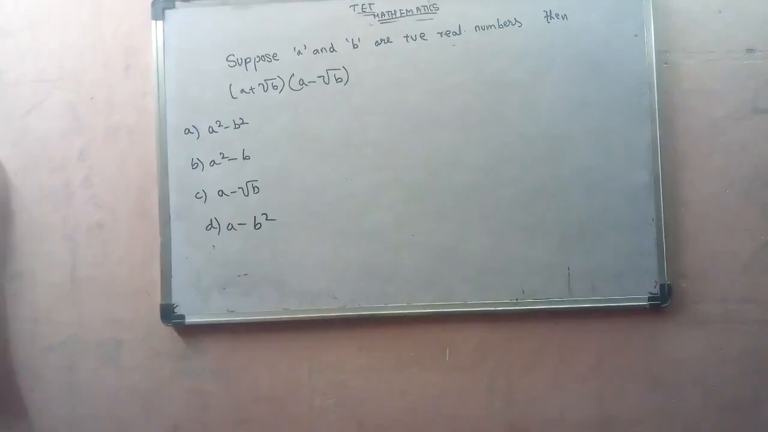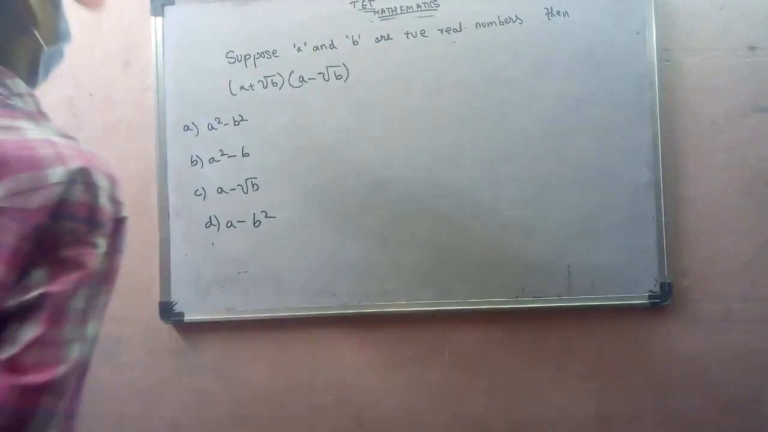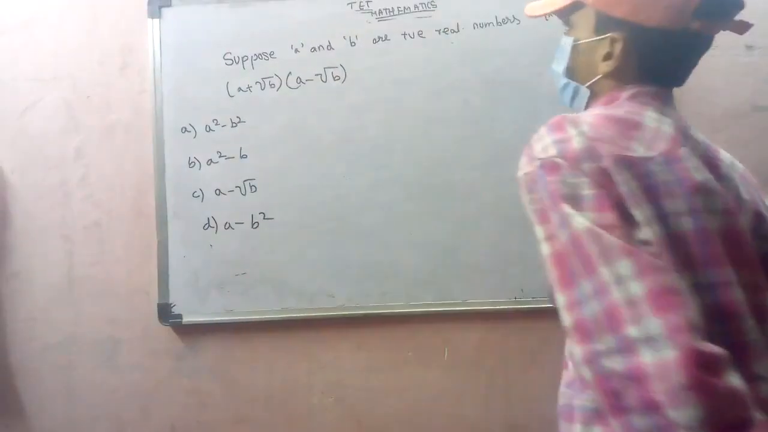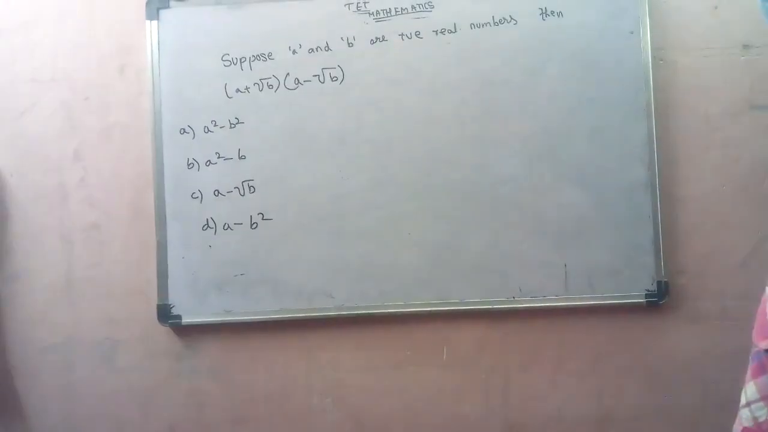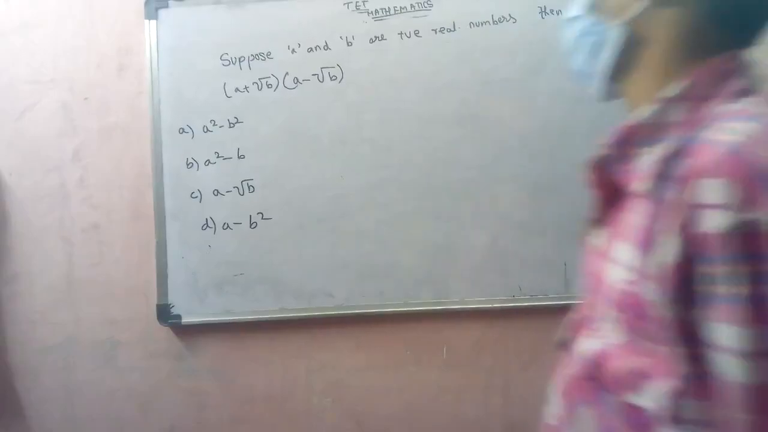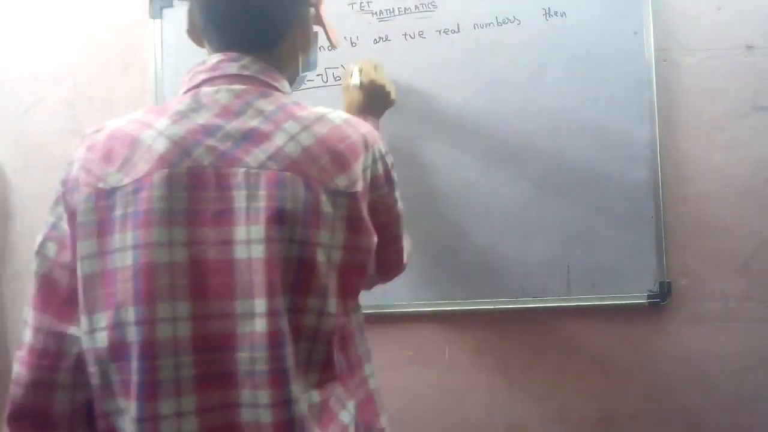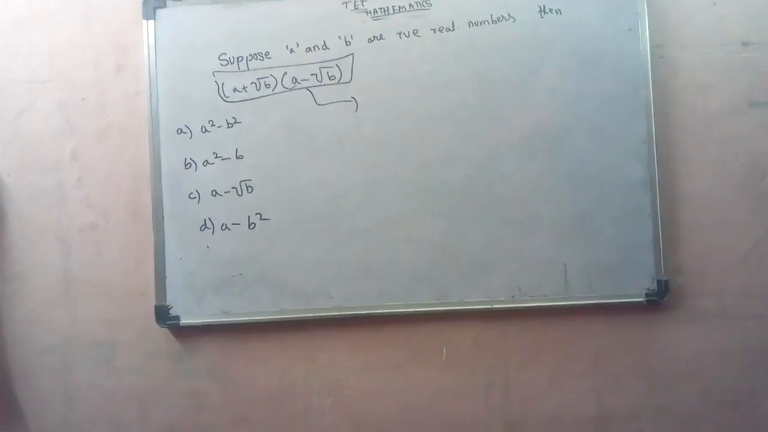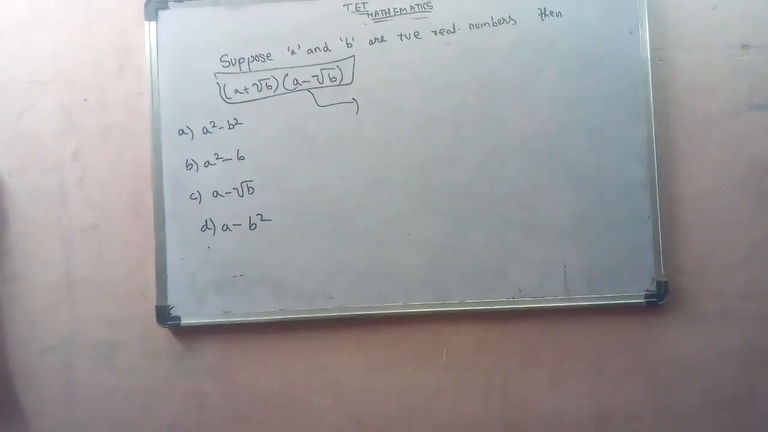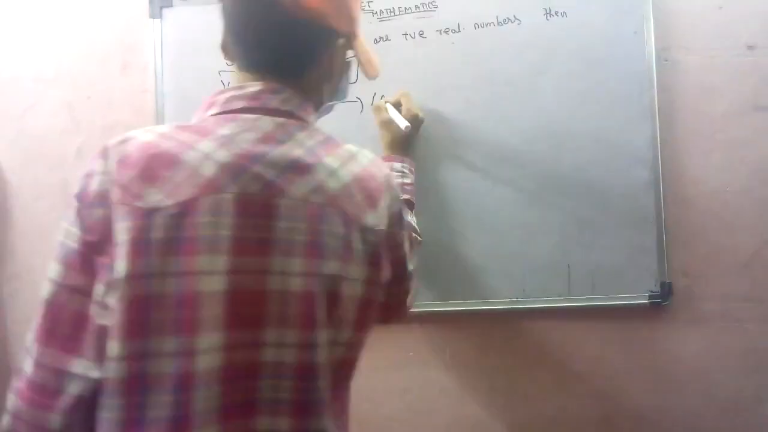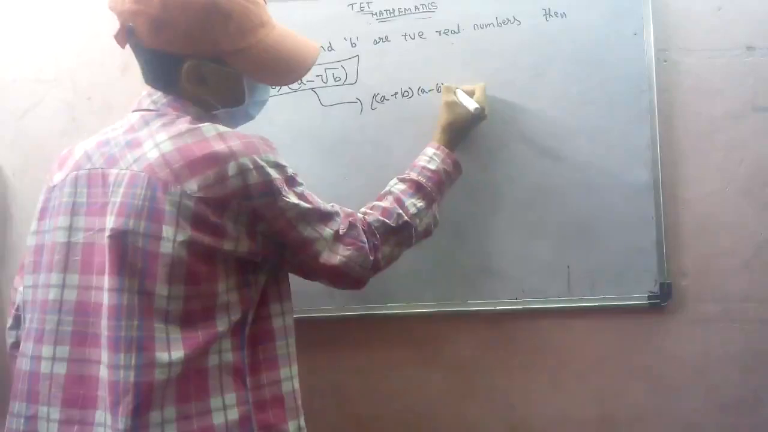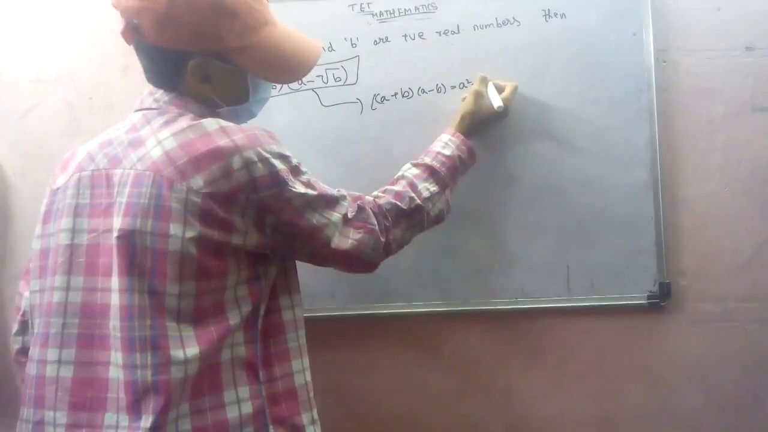Now see here. Suppose A and B are positive real numbers. Then (a plus root b) into (a minus root b). For this type of question you need to learn one formula, which you have already learned in 6th class: (a plus b) into (a minus b) gives a square minus b square.